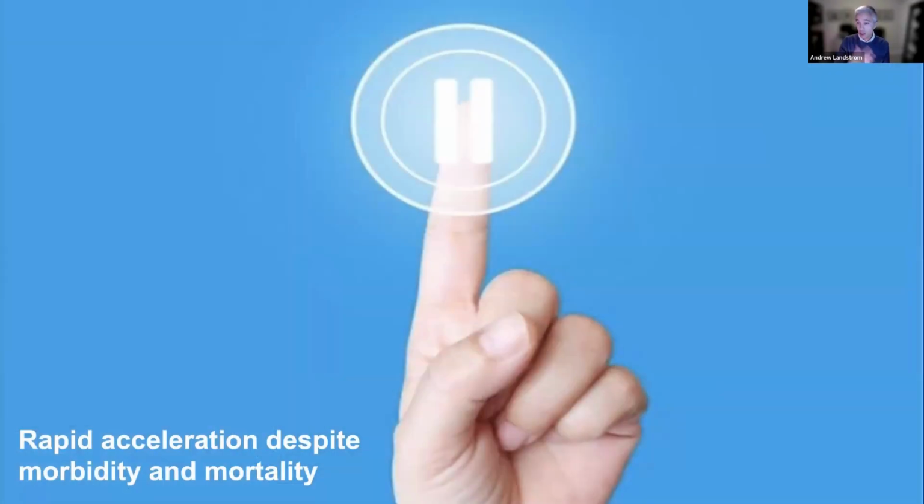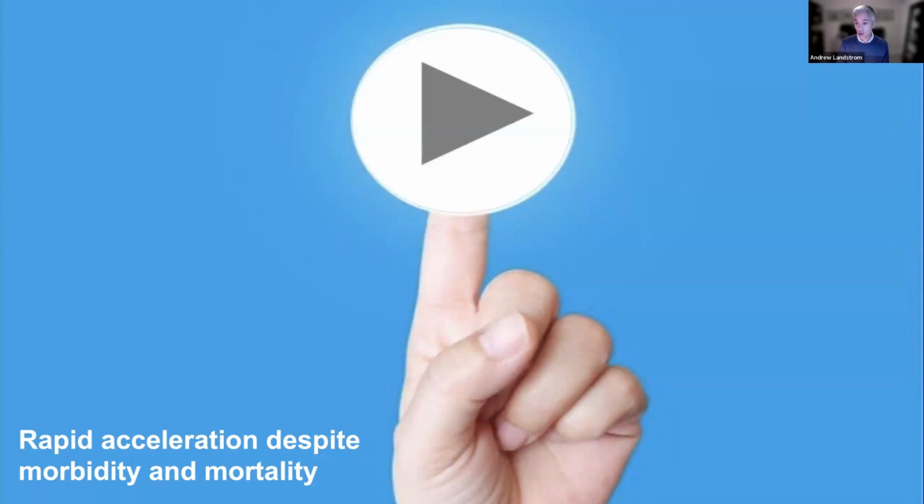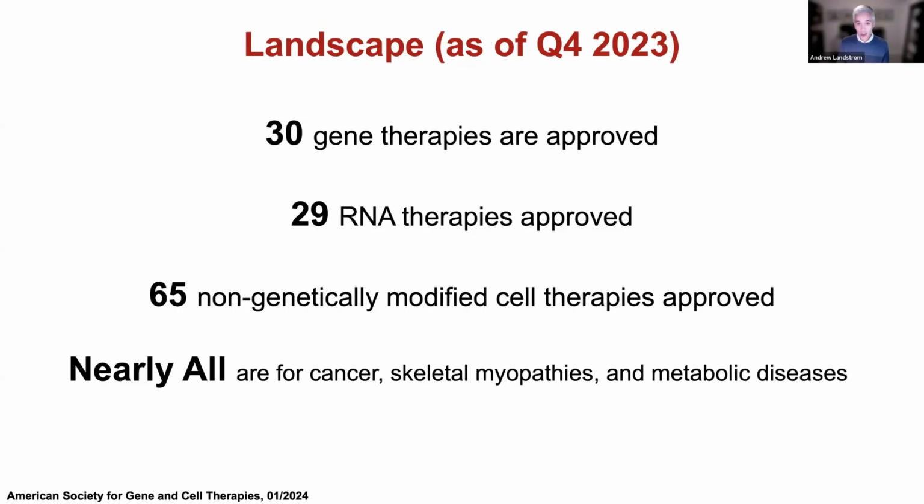But whereas, 20 years ago, the field pressed pause, right now, there does not seem to be any slowing down of the gene therapy pipeline. So what does the landscape look like for gene therapy overall? And so this is the genetic landscape, the gene therapy landscape as of the end of 2023. So you're really up to date now.